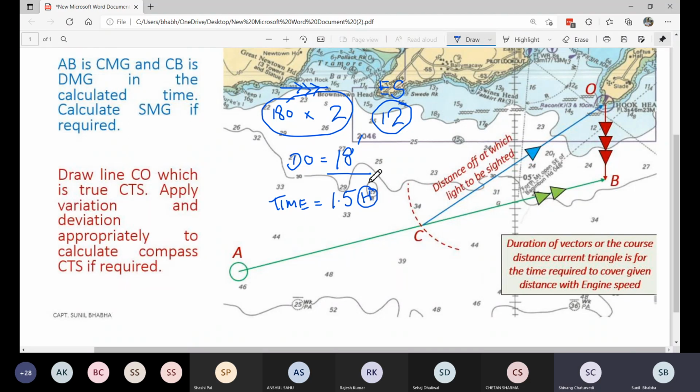Now, once you find out the time, you can move on to the second step. What you do is, for this time, that is 1.5 hour in this example, find out what will be the drift of the current. Rate of current is 2 knots. So in 1.5 hour, what will be the drift? 3 knots. Very good. So this Oscar Bravo vector, current vector, which I am going to draw, will be 3 miles long. So I have to apply this current for as much time as I need to cover the distance off. In this case it is 1.5 hour. That is why I used this current vector Oscar Bravo for 1.5 hour, that is 3 miles long. Okay beta, understood up to here?